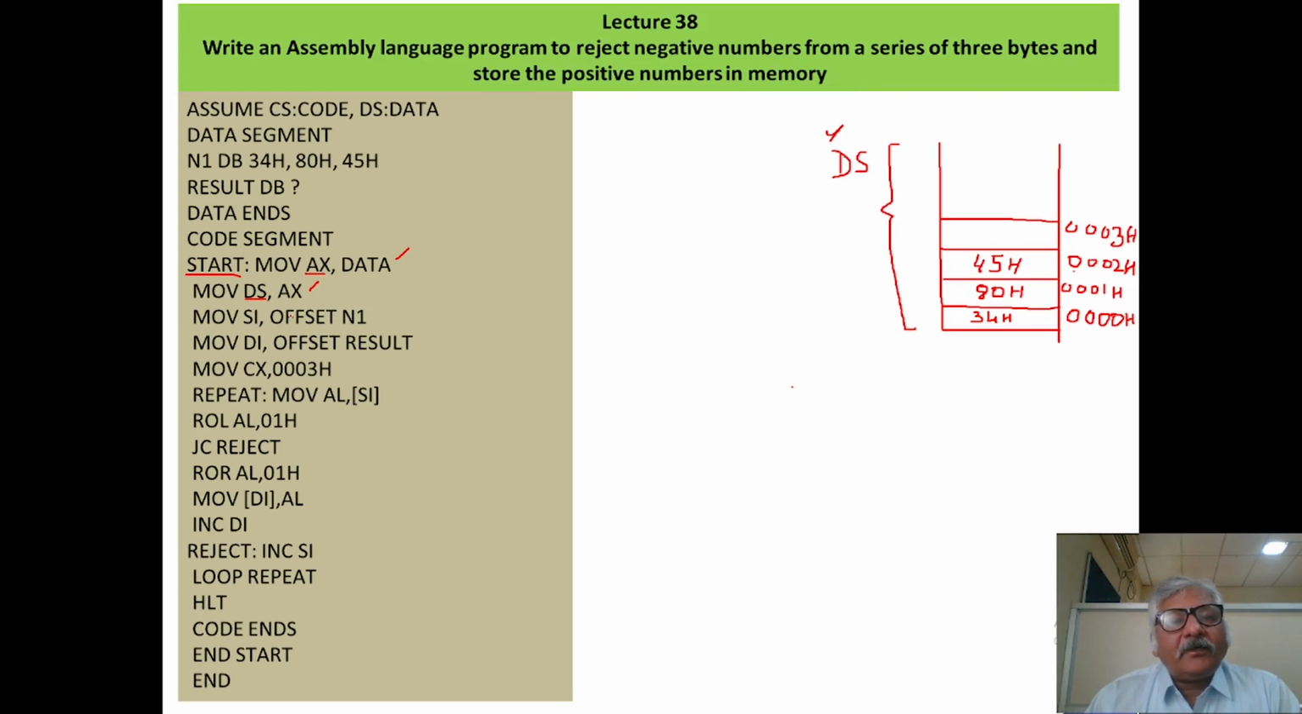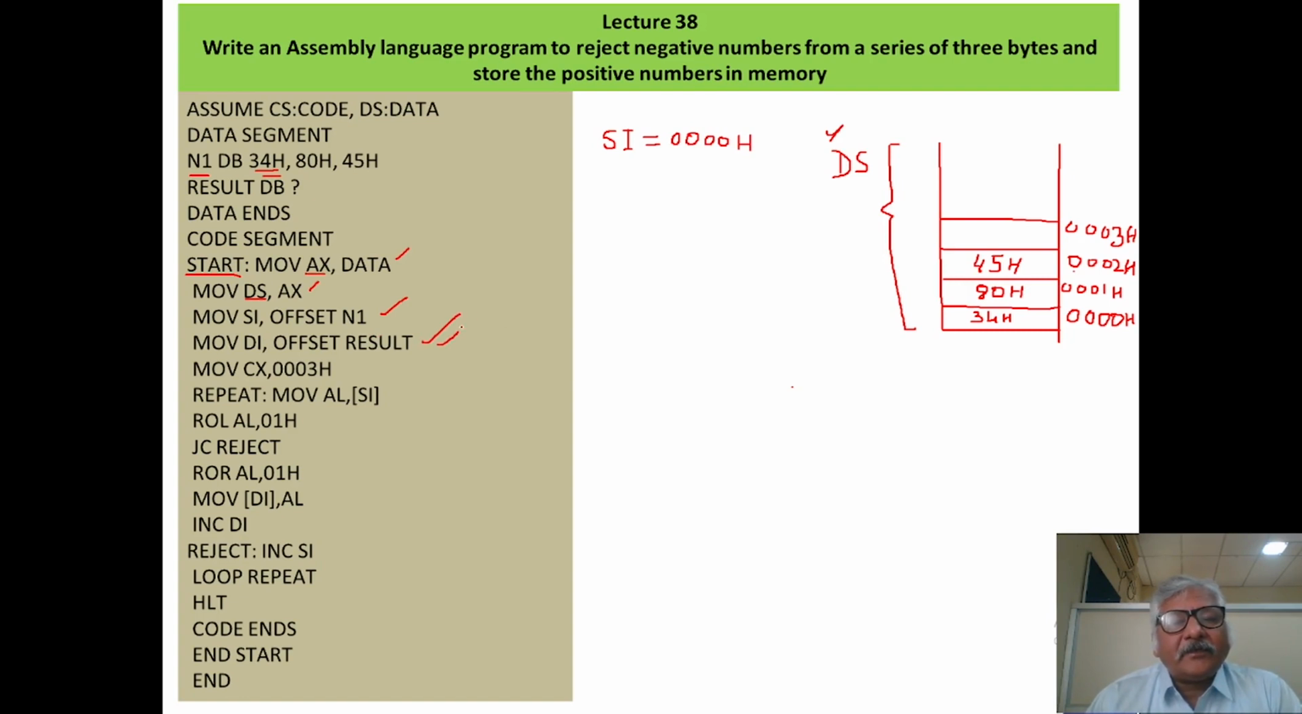Now you see this third instruction, move SI comma offset N1. With this instruction, in SI the offset address of the first data of this variable N1 will be stored. So 0000H, right?